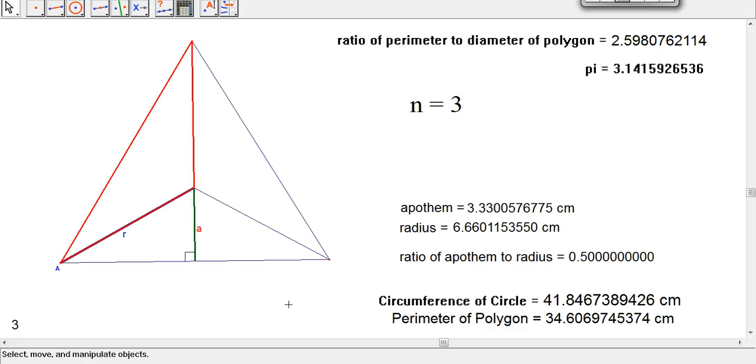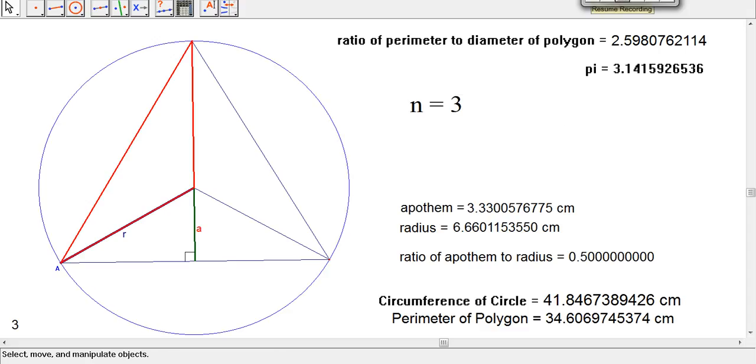So let's take a look at regular polygons that have more than 3 sides. This has 3, of course, n is 3, so n is the number of sides. And here's my apothem. And I've added now r, the radius. And I call it a radius because every regular polygon can be inscribed in a circle. So you can see the circle here, but I'm going to hide that circle again because we don't need to see it right away.